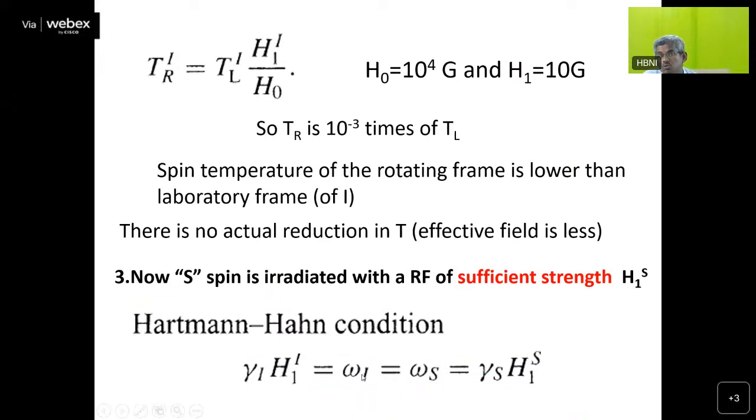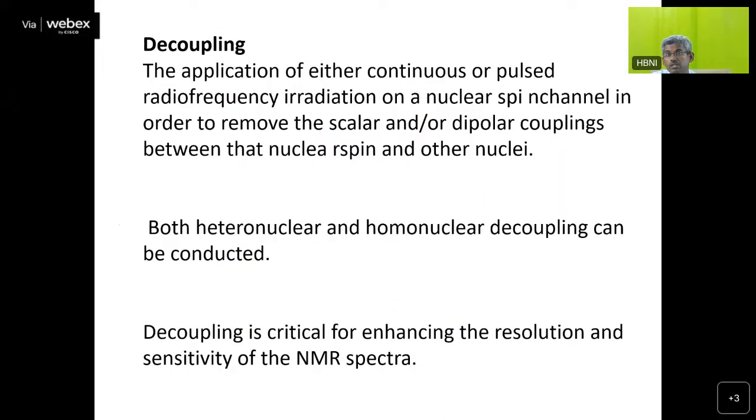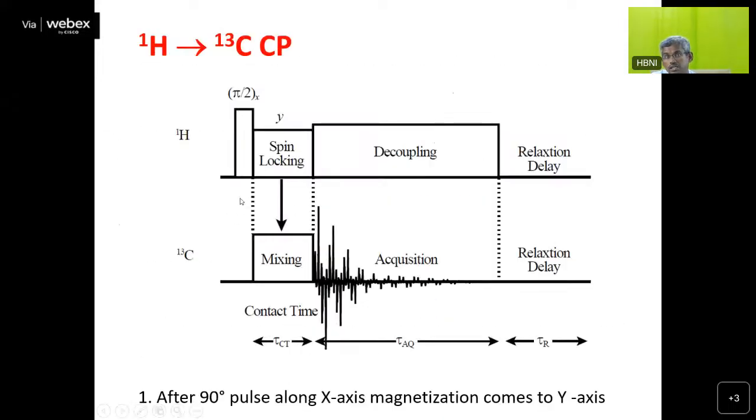So the third step is the most important step. You apply a radio frequency at the S nucleus in such a way that the product of gamma I, the gyromagnetic ratio of I, and the radio frequency applied for the H1 proton nucleus becomes equal to the product of the gyromagnetic ratio of carbon-13 and the radio frequency applied for the S nucleus. This equality holds only in the rotating frame, and once it becomes equal, a population transfer occurs, and we get a beautiful signal in the S nucleus, the carbon-13 nucleus.